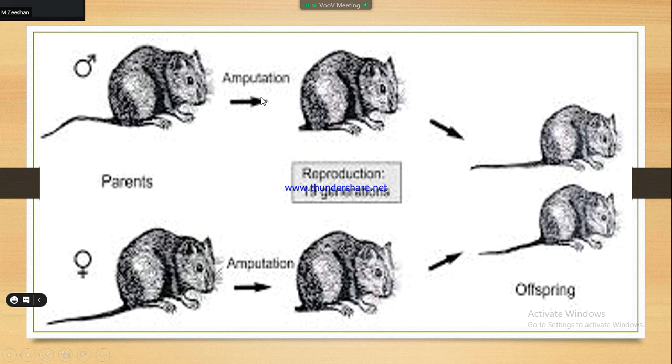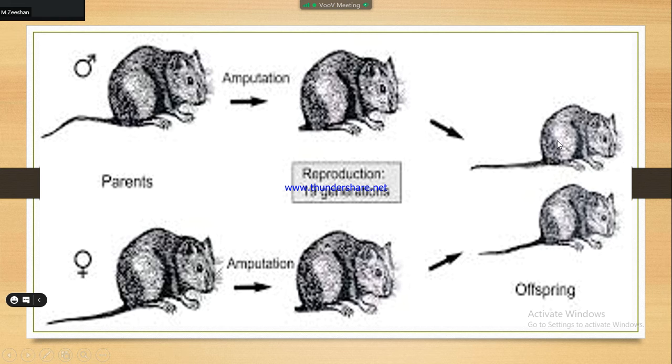Keep remembering this. So, he cut off the tail of mice like this, both male and female, up to 19 generations. But in the 20th generation, the mice still had the tail. So, he concluded that the somatic cell is different from the germ cell.